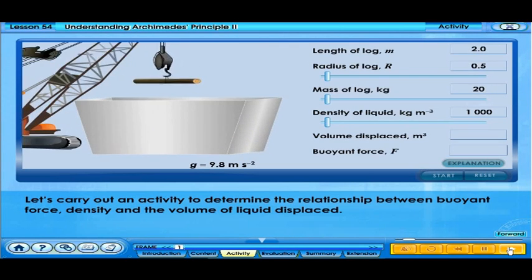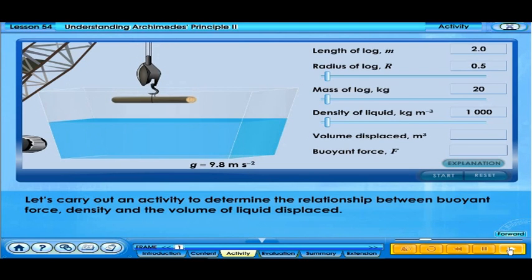Let's carry out an activity to determine the relationship between buoyant force, density, and the volume of liquid displaced. Choose the value of density of water. Then click on the Start button to begin the simulation.